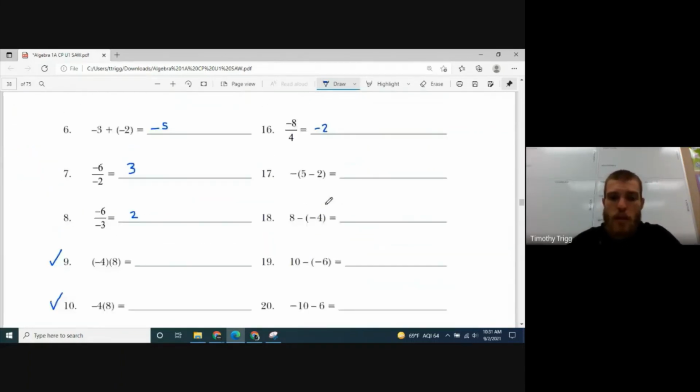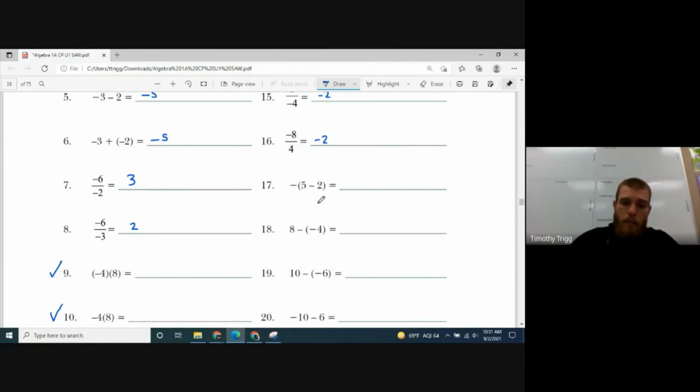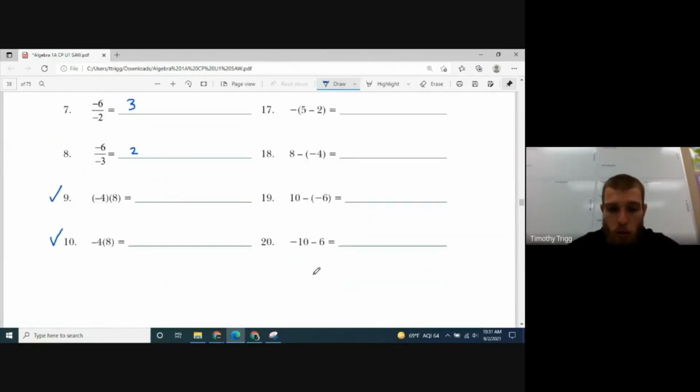Here's where we get some tricky ones. First, let's look at number 20 here. This is actually the simplest one. I've got 10 negatives and then 6 more negatives. Well, there's no positives there to cancel. This just has a bunch of negatives, right? I've got 16 negatives in total.